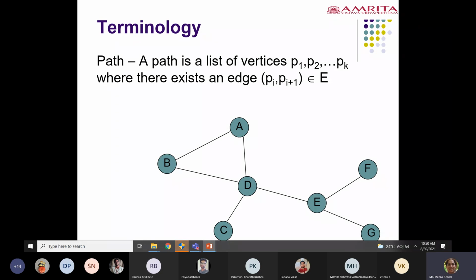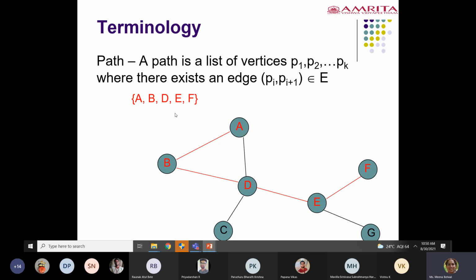Then we will talk about the terminology and definitions. What is a path? A path is a list of vertices P1, P2, up to Pk. We go from P1 to Pk, where for every Pi to Pi plus 1, there must be an edge. So P1 to P2, P2 to P3, P3 to P4, like that, we should have edges. That becomes my path.